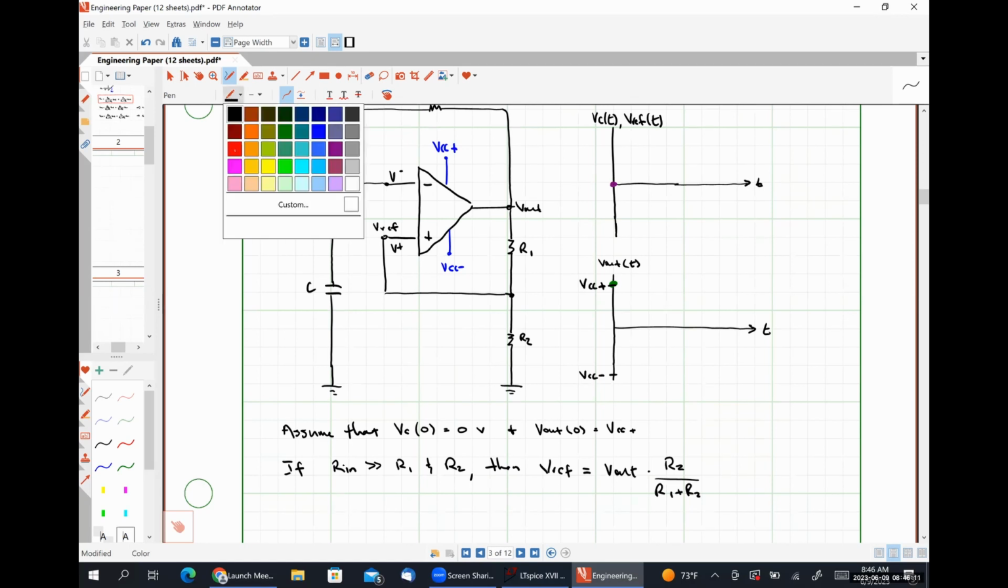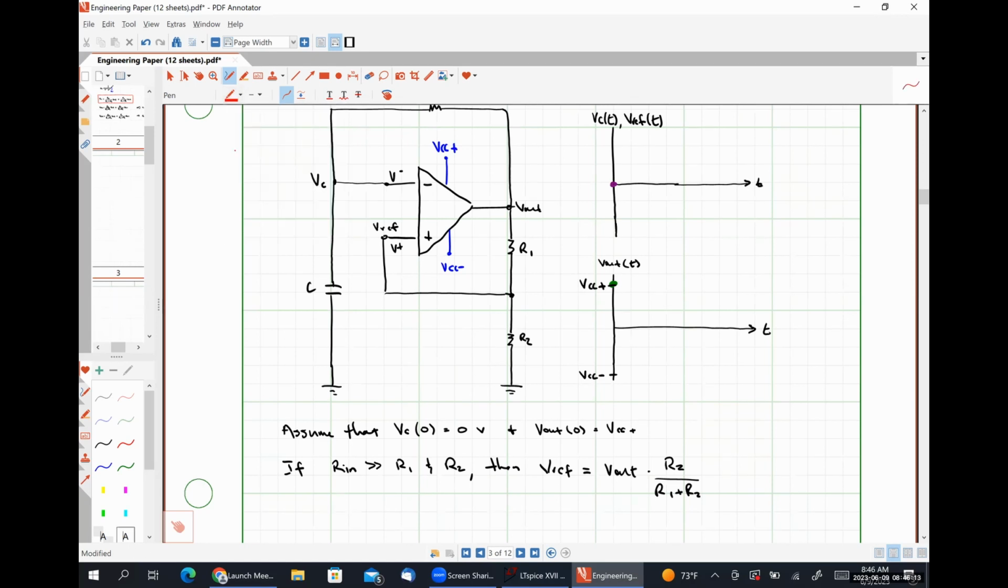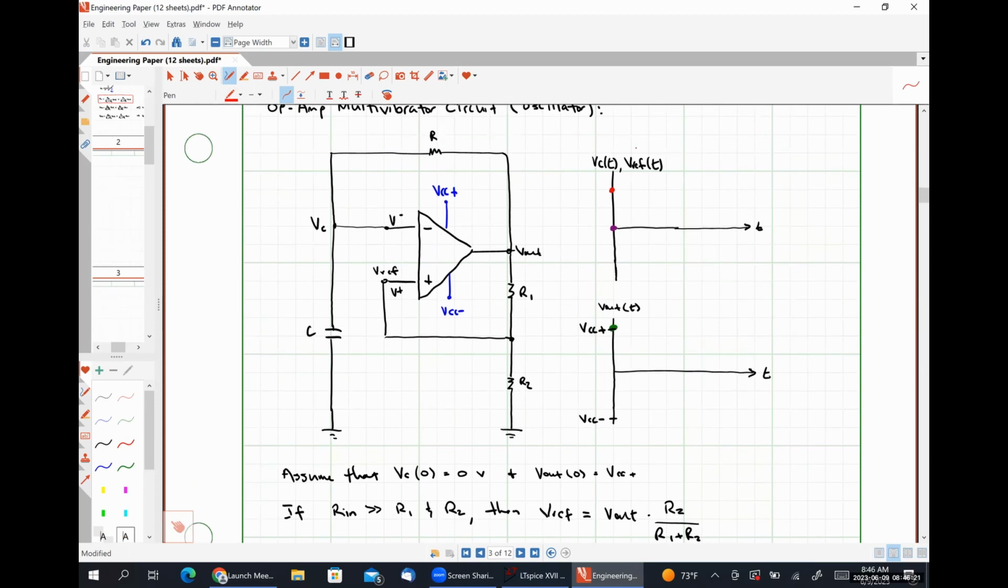Okay, so I'm just going to start Vref here in red as some positive voltage, and I'm going to label things here. So Vref is going to be in red. Vc is going to be in purple. The only signal on my bottom graph is V out, so that's going to be the green thing.